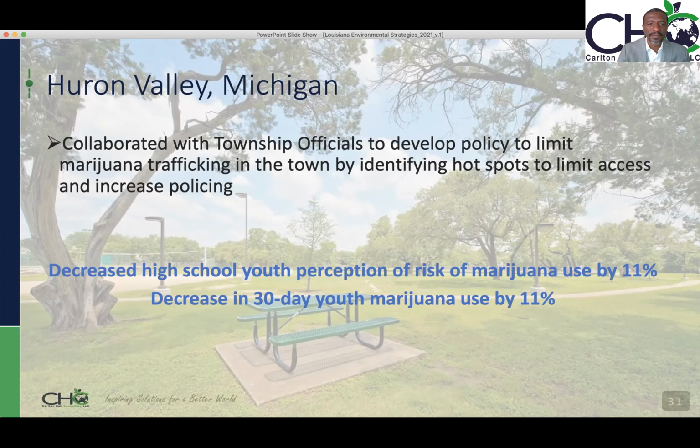There you go. Okay. So in Huron Valley, Michigan, through their collaboration, because they identified that specific local condition, they were able to increase high school youth perception of risk of marijuana by 11%. They increased perception of harm by marijuana use by 11%, and they decreased 30-day youth marijuana use by 11% as well through their policing efforts.